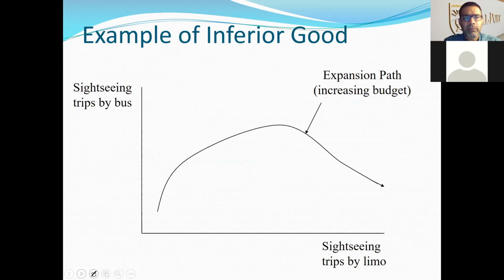So let's think about this one example, the sightseeing trips. You have two goods, sightseeing trips by limo and sightseeing trips by bus. An expansion path is basically as your budget goes up, what happens to consumption of these two services. If you have no money, basically, maybe you make very few trips with limo, and you don't even make that many trips by bus. You can't really do too much sightseeing.